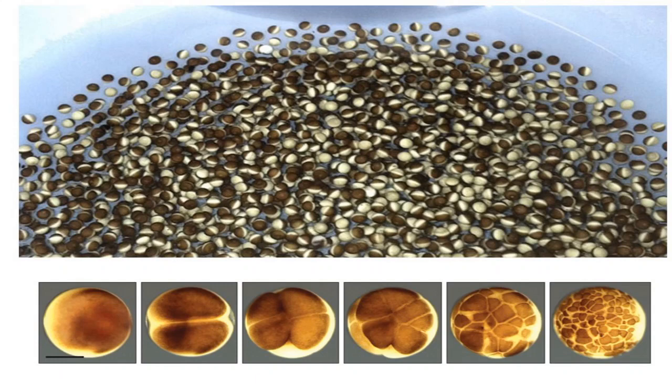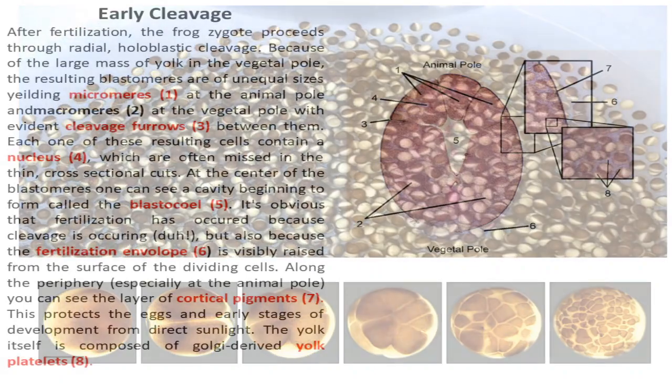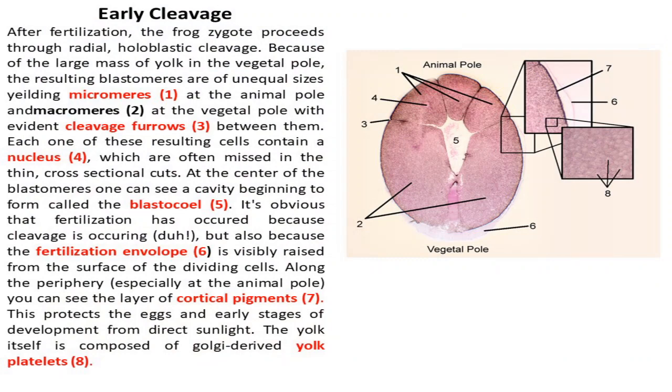The egg is mesolecithal type with a large amount of yolk present at the vegetal pole. Here you can see the upper hemisphere of the egg, the animal pole, is dark, and the lower hemisphere, the vegetal pole, is light. After fertilization, the first cleavage occurs shortly and forms the two-cell stage. The second cleavage forms the four-cell stage, and the third cleavage is horizontal, closer to the animal pole, resulting in the 8-cell stage.